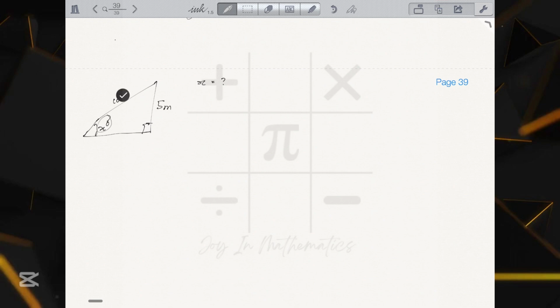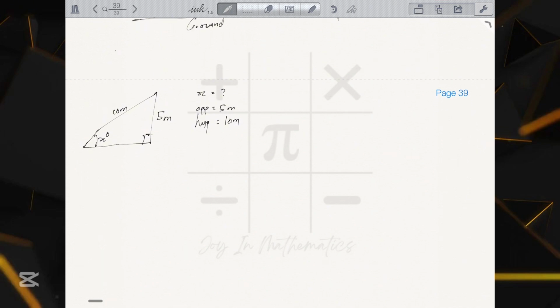Now, if we are considering x degrees, definitely we have opposite equal to 5 meters, and our hypotenuse equal to 10 meters. So all we have to do is find an expression that relates opposite over hypotenuse, and we can do that using SOHCAHTOA. We know that sine is equal to opposite over hypotenuse, which is what we are looking for, something that relates opposite with hypotenuse.